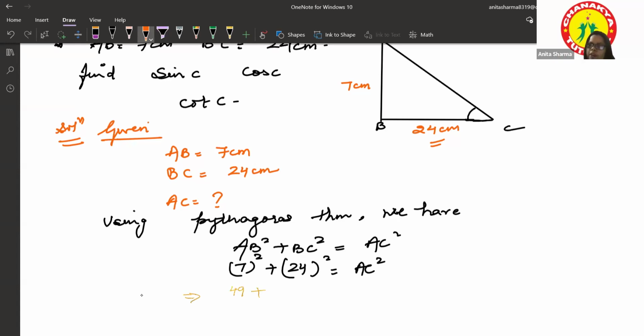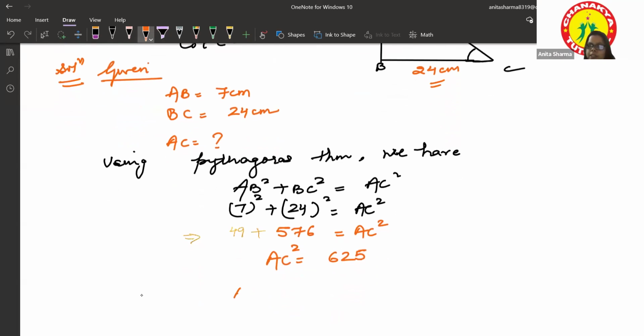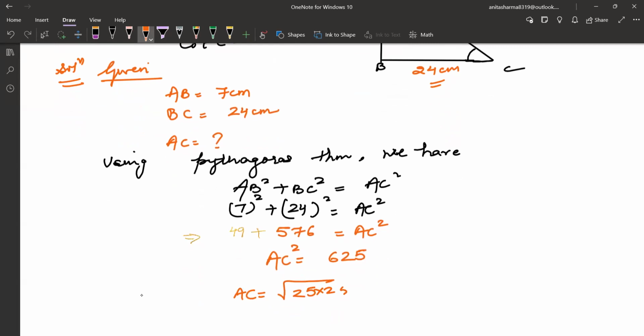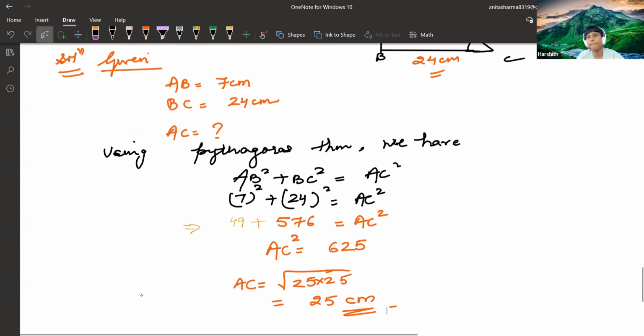Yeah, so 24 square will be 576, right? Then AC square will be, children, 625. Now find the square root of 625. That will be 25, yeah, 25 into 25. And you will get 25 centimeter. Is it clear to all? Yes, ma'am.